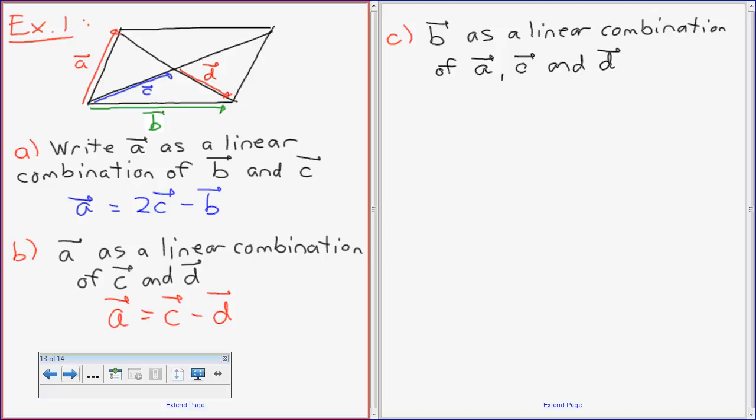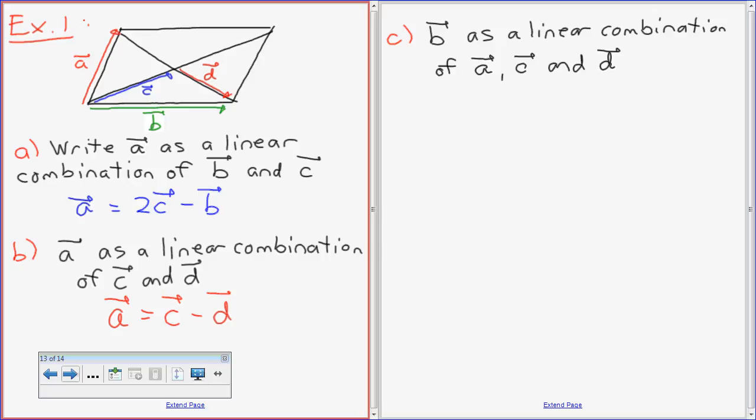Now this last one's a little bit tricky. I said I want to write B as a combination of A and C and D. Can somebody be brave and venture? I might have to say I'm sorry, incorrect, but try and be brave for this one. B is a combination of A and C and D.